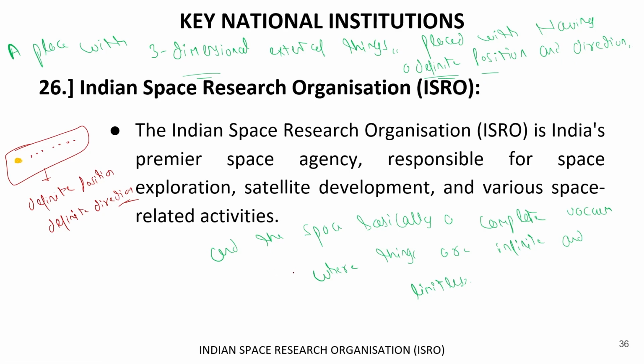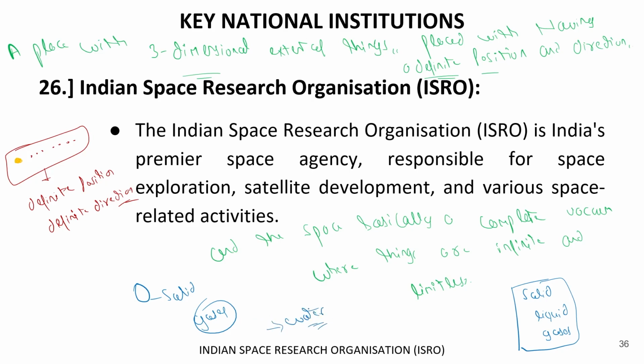And space is basically a complete vacuum. It means that it does not have anything like solid, liquid and gas. It is a complete vacuum. Now you will say the planets are solid, there are various gases found on these planets, and even on the earth we have liquid like water. Then how could we say that space is a complete vacuum?